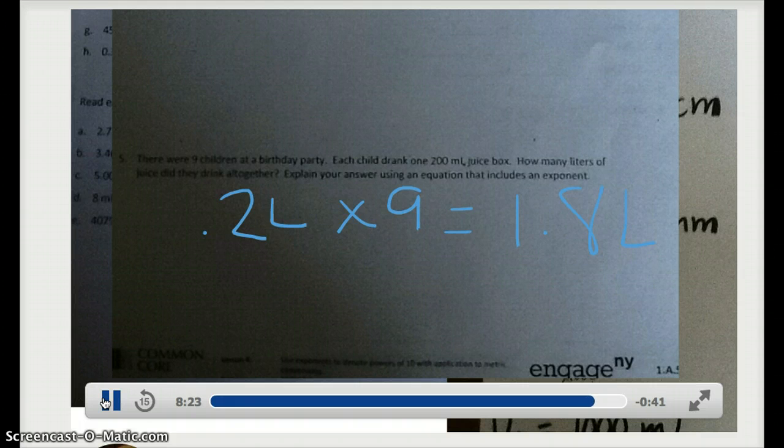That's almost, if you could visualize it, like a 2-liter bottle of soda, because it's 1.8, and 1.8 is very close to 2 liters. Kind of like $1.80 is very close to $2.